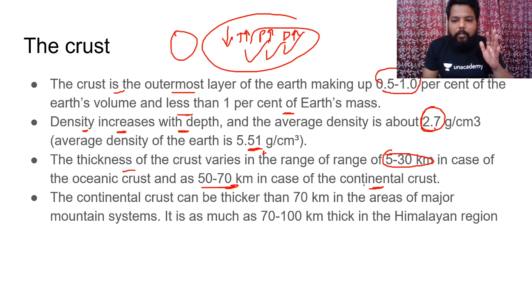Clear? The oceanic crust, which is thin in nature, is denser than the continental crust. Please do remember this point. The oceanic crust is denser than the continental crust. This statement will be repeated in plate tectonics, and then you have to answer this question. Clear?